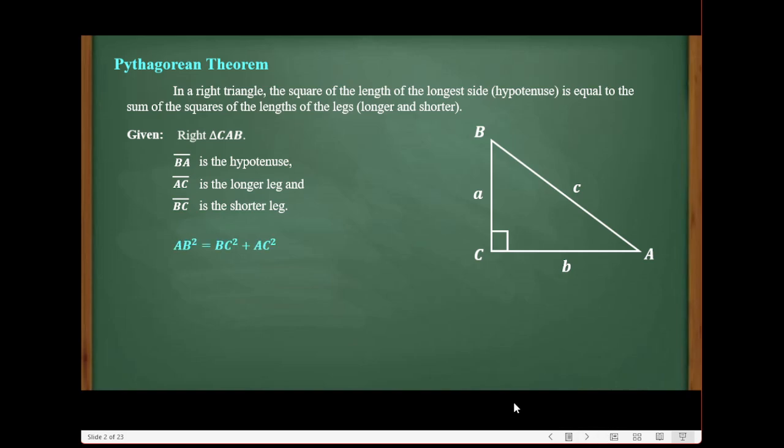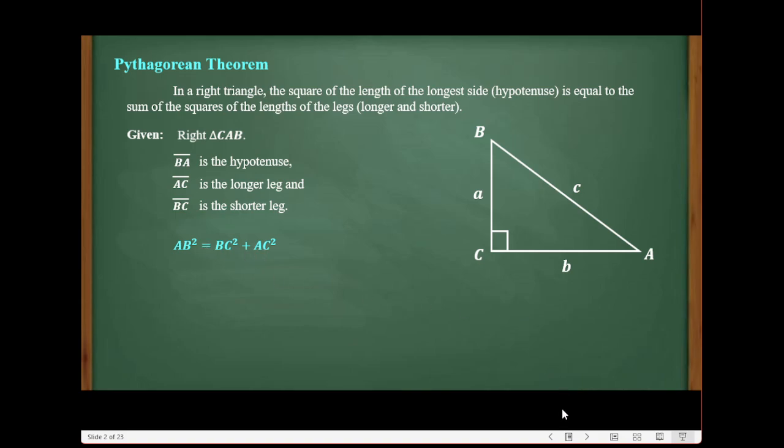Or we could use the name of those three segments from this triangle, which is segment AB, segment BC, and segment AC. Mathematically speaking, the Pythagorean theorem states that AB squared is equal to BC squared plus AC squared. This is actually the statement: in a right triangle, the square of the length of the longest side, which is AB squared, is equal to the sum of the squares of the other two sides, or the two legs.